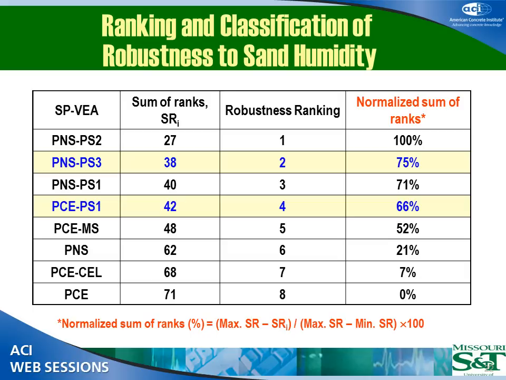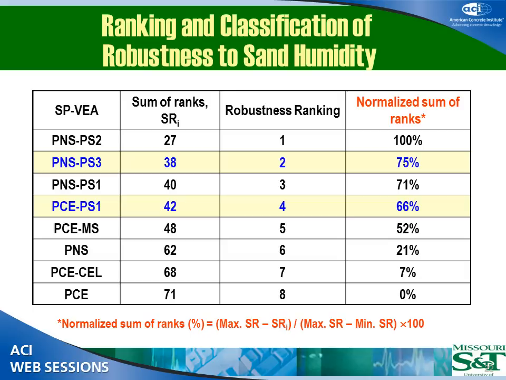And then you can derive over here a normalized sum of ranks, which is basically the maximum sum of ranks, say 71, minus any given test, divided by the range of maximum minus minimum. And the normalized sum of ranks that is the highest will give you the best ranking. That means of all the 20 different properties that we measured, the one that is less sensitive, the most robust, would be the mix with the PNS and PS2.